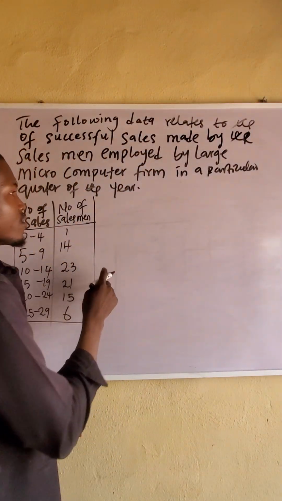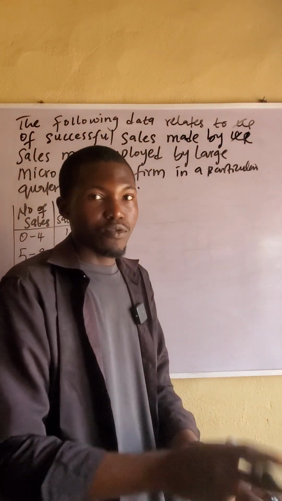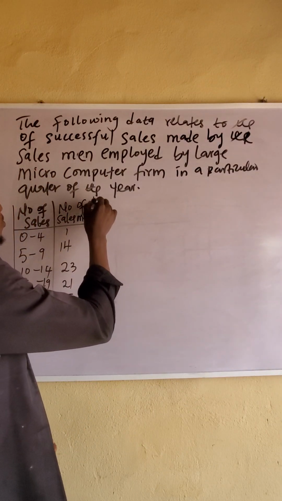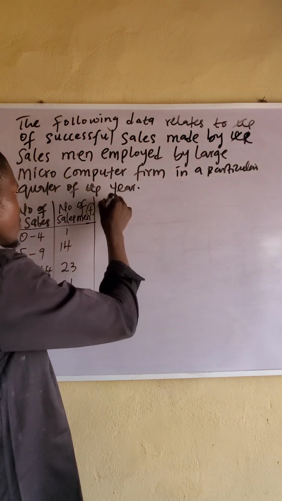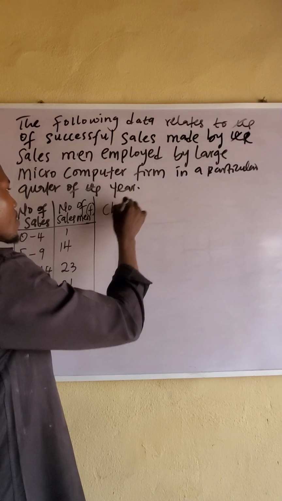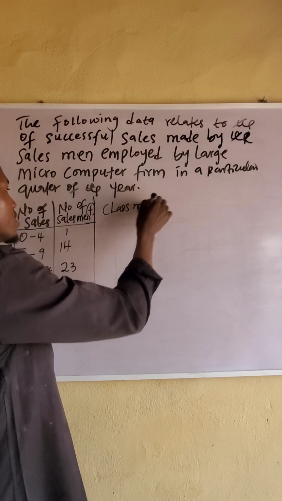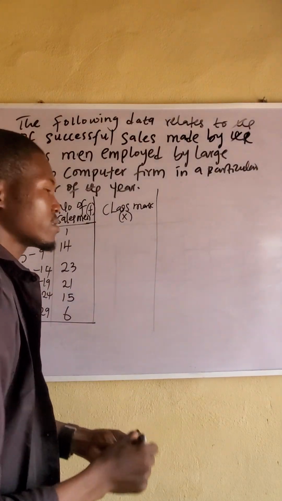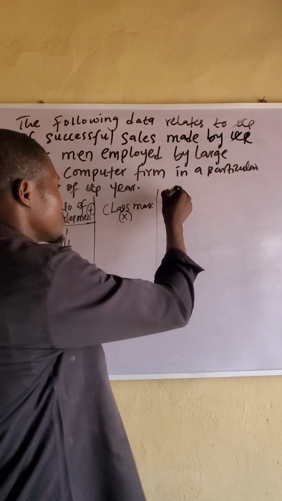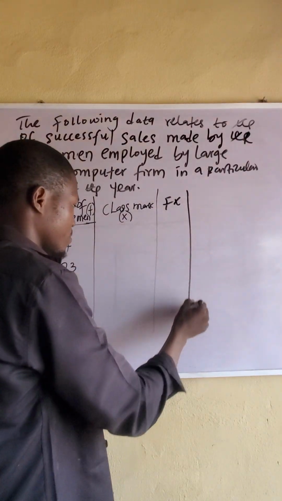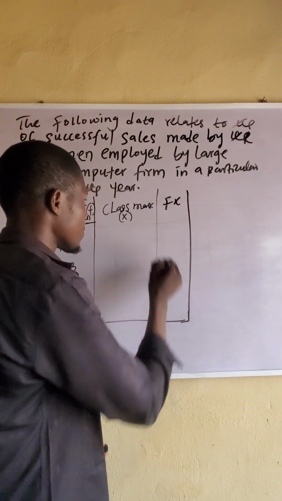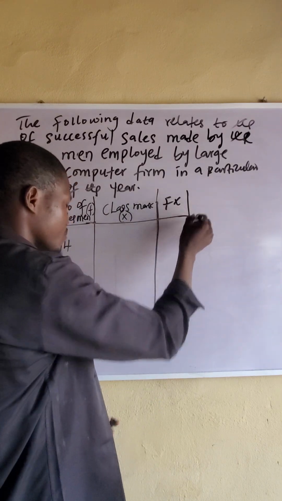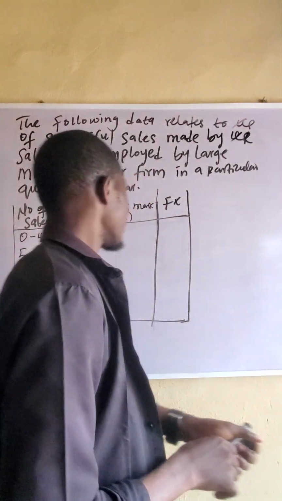So from here, let's maximize the board so we don't go cleaning again. From the table, the number of salesmen is going to be the frequency. Now the next thing we're going to do is find the class mark. The class mark is X here, we can name it X. Then on the next line, we can find FX. So that is all. Now let's start.